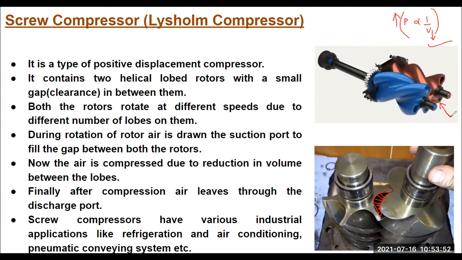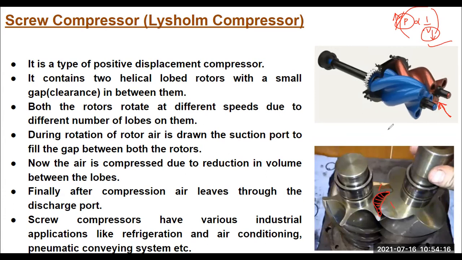So the air will enter from this side, and since there is a very small gap or very small clearance between the two lobes, the volume of air will gradually reduce. The air will be compacted, and when the volume reduces, its pressure will correspondingly increase. Okay, and we are able to compress the air, and then we will supply this to the receiver.